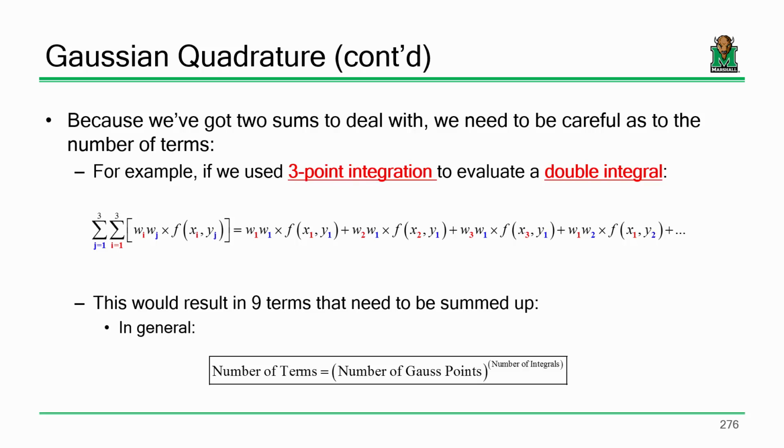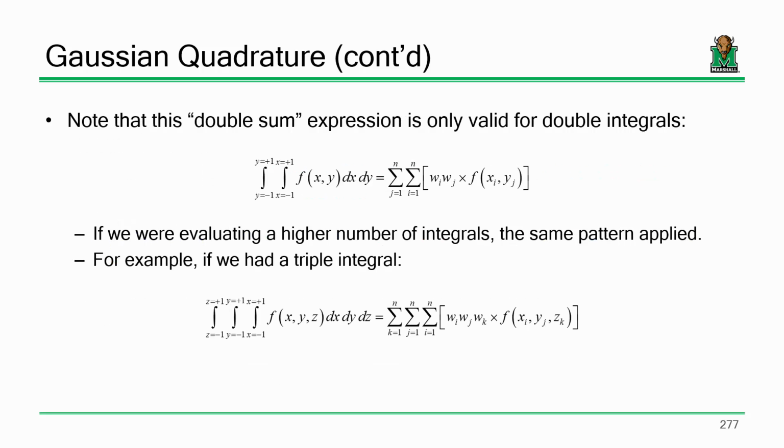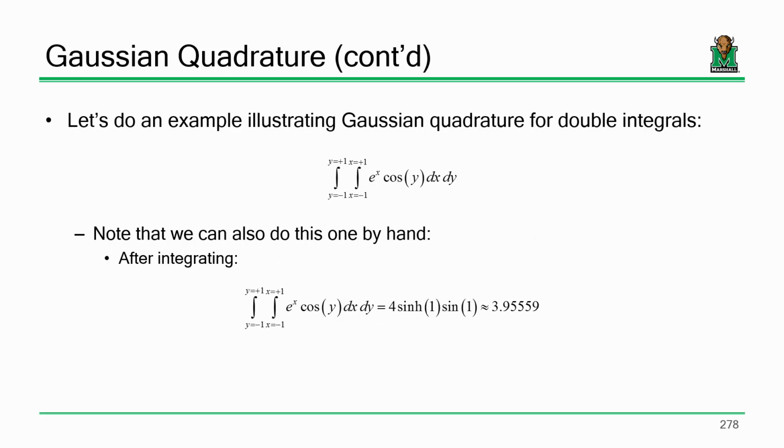Pop quiz. Triple integral, 3 points. So what is that? It's 27. It's 27 terms. Do you see that? Does that make sense? All right. So the same process still applies if you go to triple integrals and what have you.